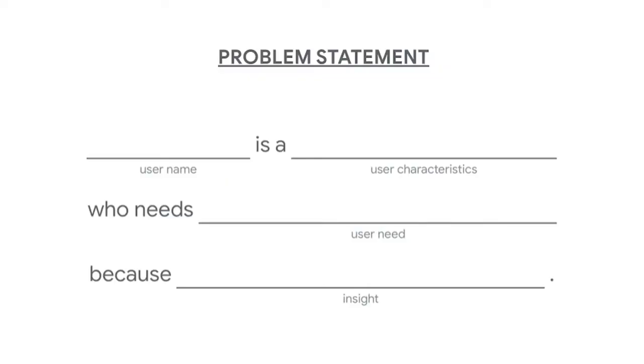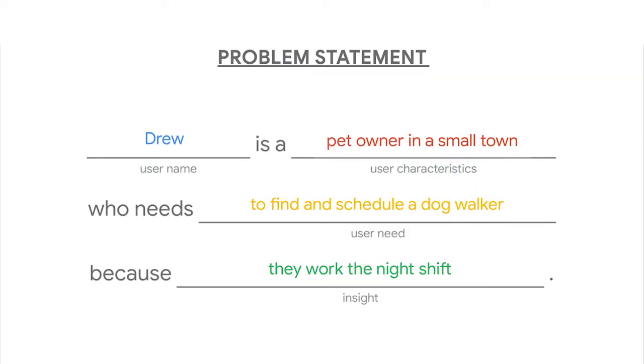Let's think back to the problem statement formula we introduced earlier. User name is a user characteristics who needs user need because insight. Now, imagine we're designing an app that helps people find and schedule dog walkers. A problem statement we might create would be, Drew is a pet owner in a small town who needs to find and schedule a dog walker because they work the night shift.